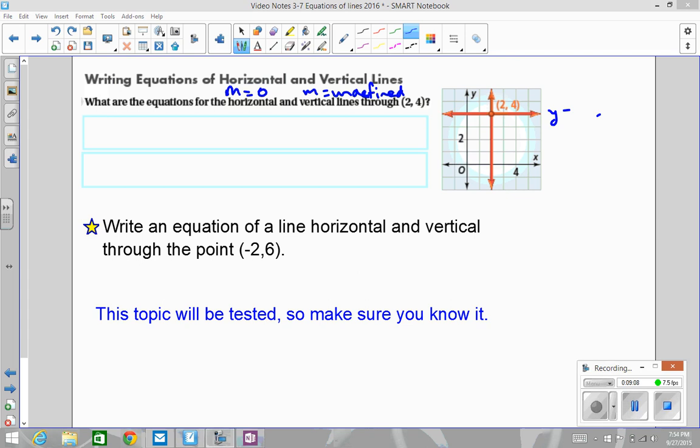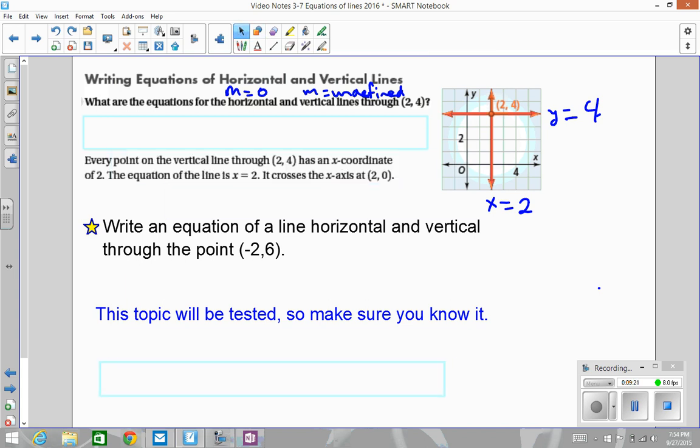All right, so my line is going to be y equals, and my y equals in this case is 4, from the ordered pair. If I want to do the vertical line, that's going to be x equals, and so that's going to be x is equal to 2. And so just to show you those processes, here we go.